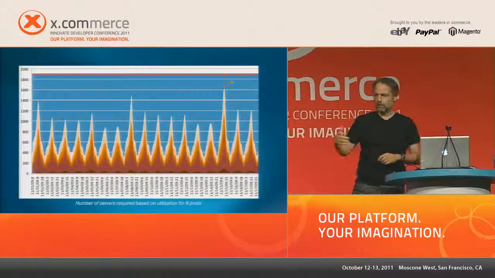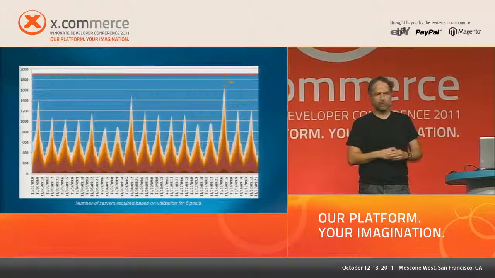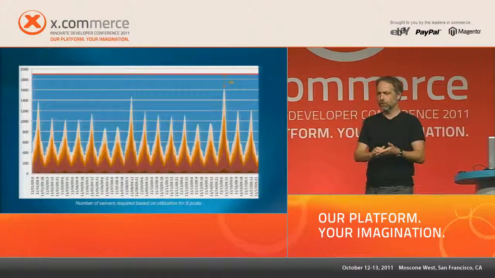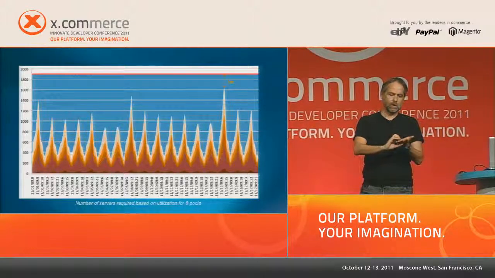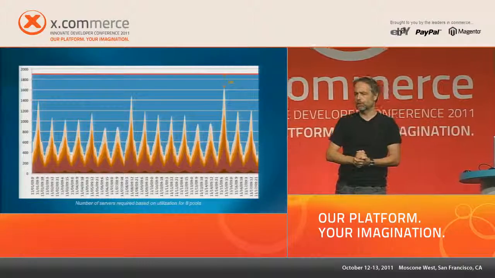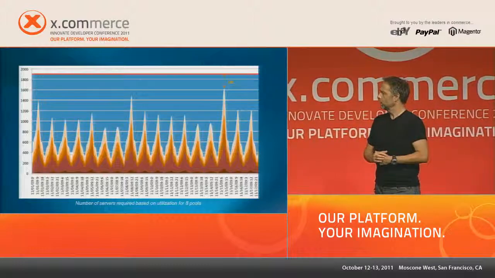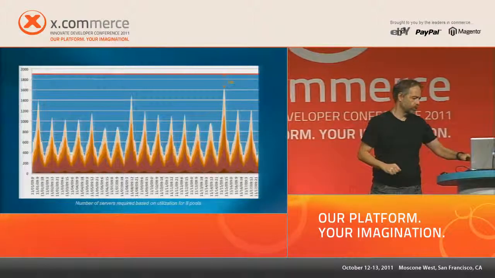One option is to fill out that white space with some other applications. Less business critical applications, maybe like QA, or maybe we can shift some processing, like batch processing, to the time where the traffic is not peaking. So there are multiple strategies that we can look at to fill out that white space.